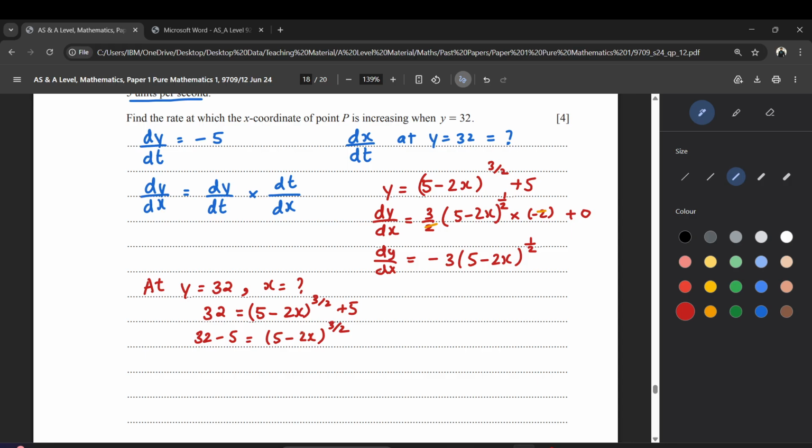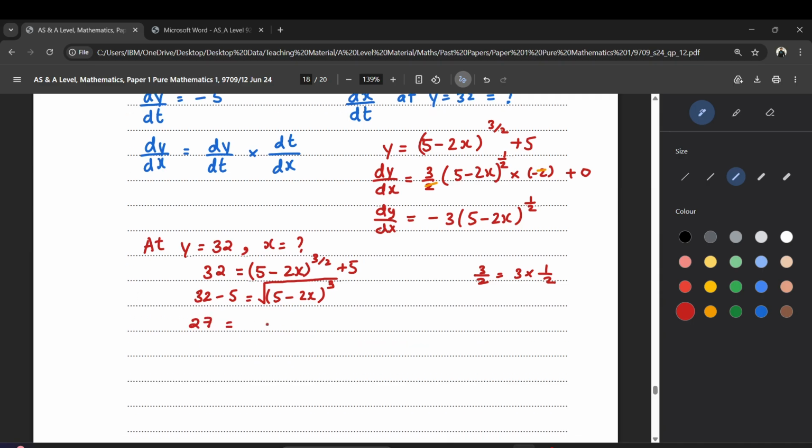To understand what will be my next step, let's see, this is cubed, and 3 upon 2 basically means 3 times 1 upon 2. So 3 times 1 upon 2 would mean that I'm going to take the square root of this. So first I'm going to cube it, and then I'm going to square root it.